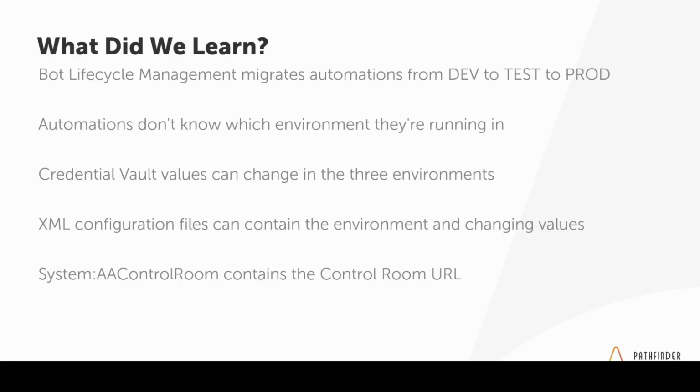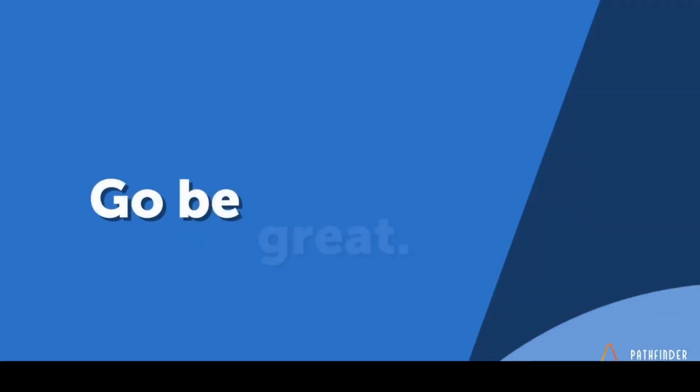So what did we learn here? Bot lifecycle management is the process automations take to move from the dev environment to the test environment to the production environment. Automations don't natively know which environment they're in, so we must tell the automation should it need to modify its credentials for the environment that it's currently running in. Using credential vault variables is a good way to change credential values when changing environments, since each environment has its own control room. The credentials can contain different values for the different environments.